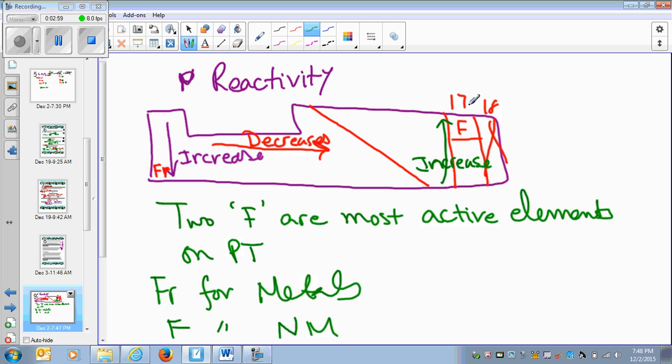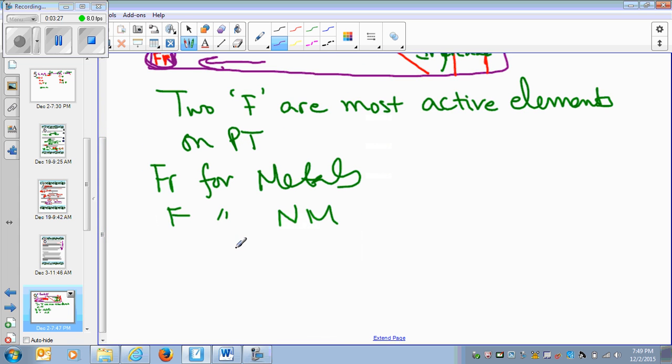So fluorine is the most active element for non-metals. That means non-metals are more active as you go this way and as you go up. Francium is the most active metal, which means metals are more active down and going towards francium. So this is a general trend you need to know. Keeping that trend in mind, I can only replace a metal with a more active metal than the one before.